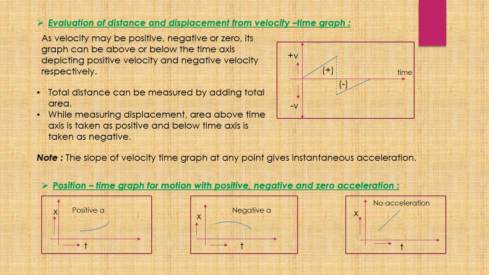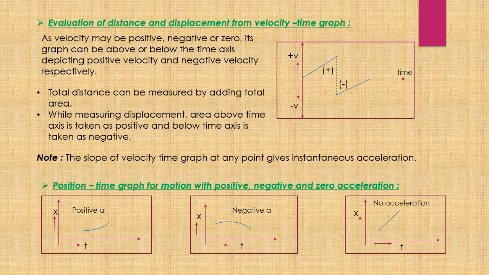Position-time graph for motion with positive, negative and zero acceleration. In the first graph of position-time, we see that the graph is rising. It means that the distance is increasing with a less interval of time. It means it has a positive acceleration. Again, in the second graph, the distance is decreasing with a less interval of time. It means it is decelerating with negative acceleration.